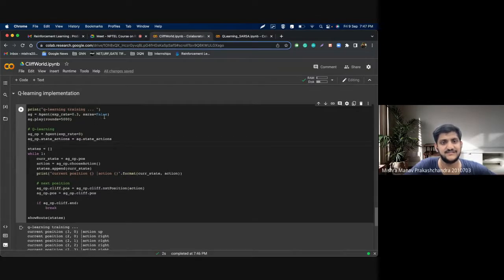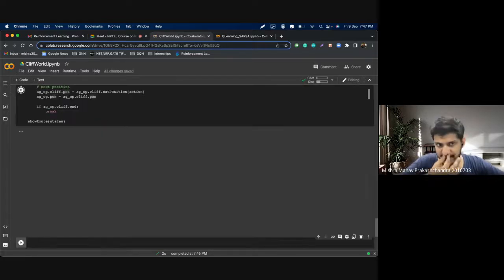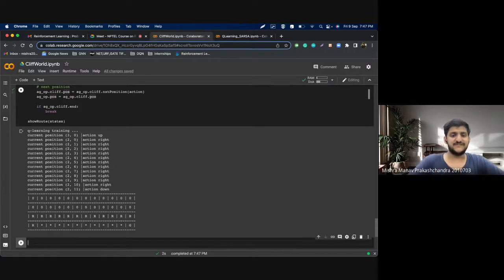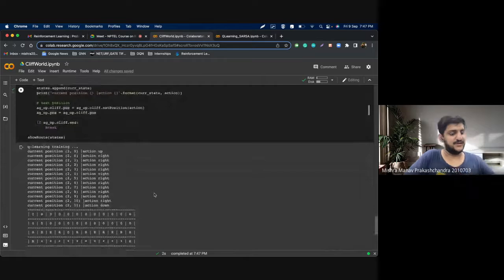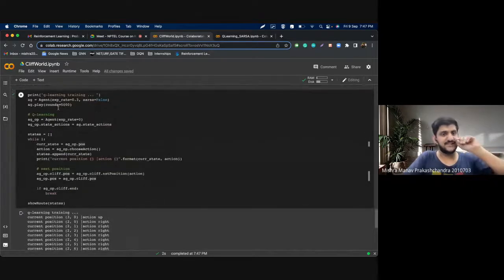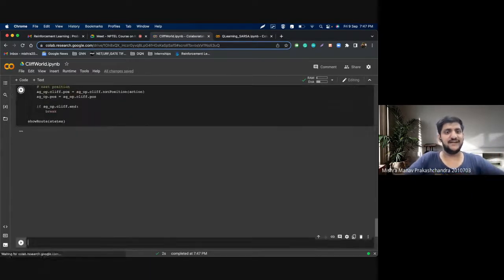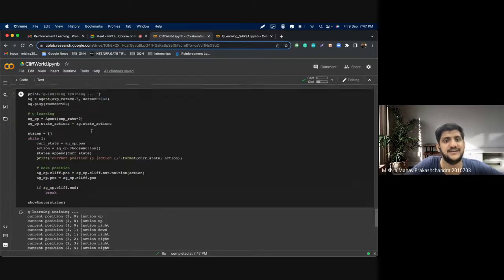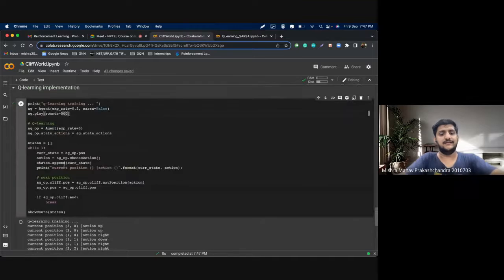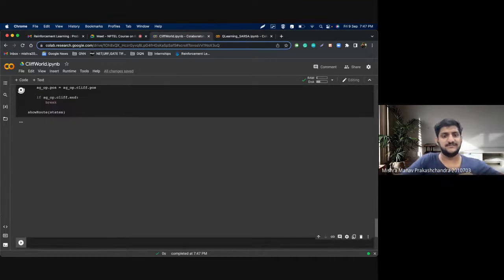Here you need to make SARSA false. It's either SARSA is true or SARSA is false. Once I do that, this is what I get. This is the optimal path that you can get for Q learning. And you will get this path even if I make it learn for only 500 episodes or even less, instead of 2,500.